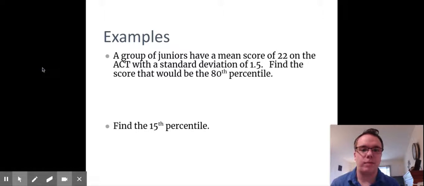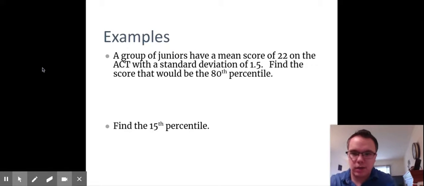So we have a group of juniors with a mean score of 22 on the ACT and a standard deviation of 1.5. We want to find the score that would be the 80th percentile. That means I'm going to go to the positive side of my z table again and try to find the value that's closest to 0.80. The value that is closest to 0.80 is 0.7995.